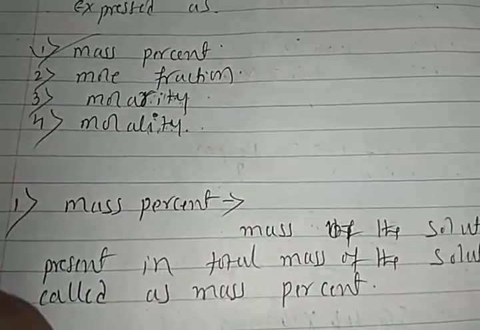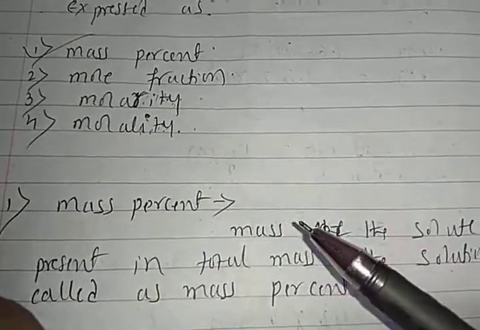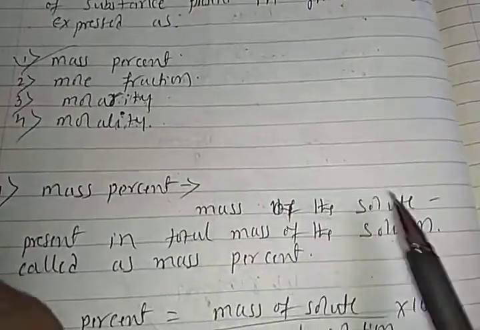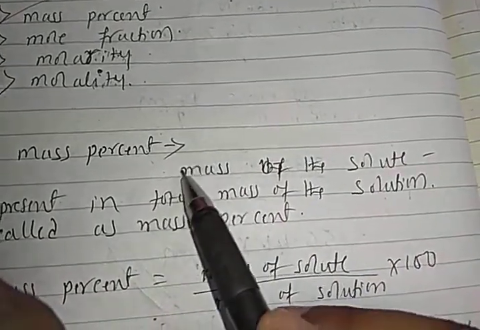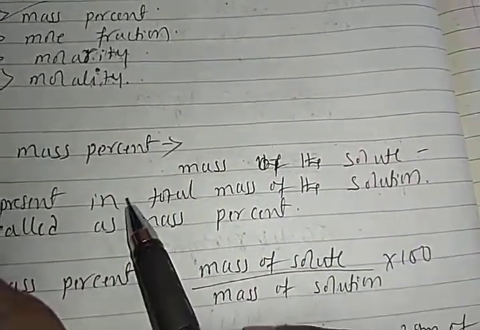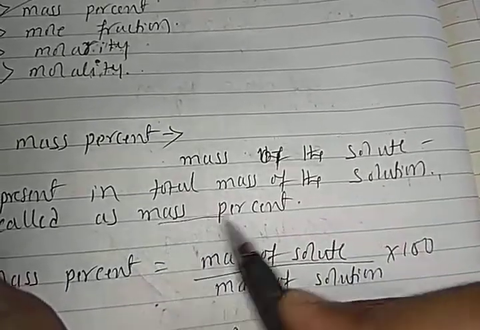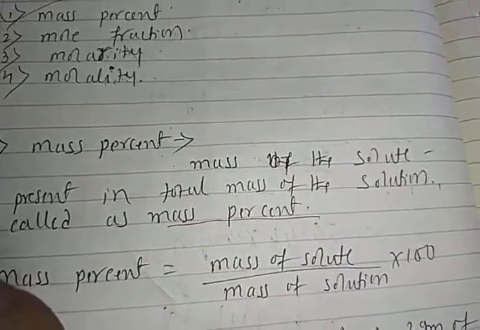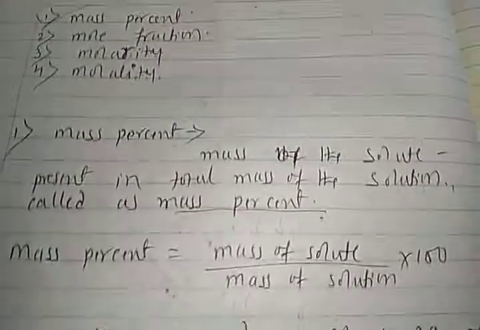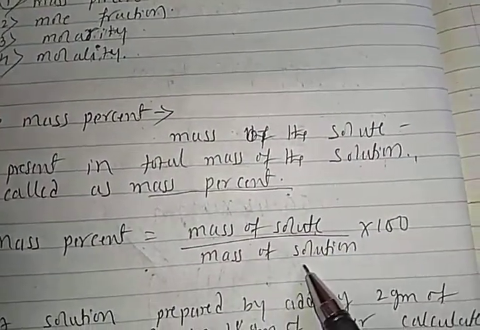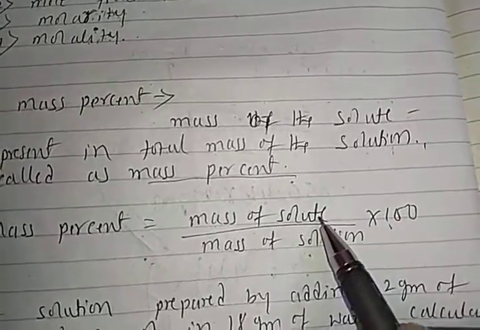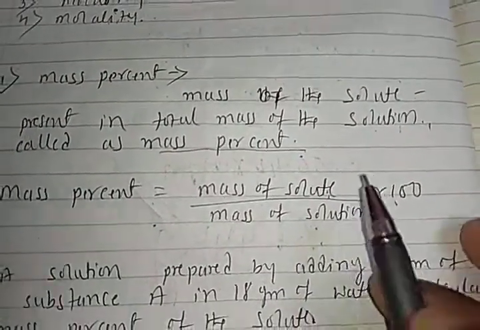So what is the mass percentage of salt? We are calculating the mass of the solute present in the total mass of solution, expressed as a mass percentage or mass percent. Formula, students: mass percentage equals mass of solute divided by mass of solution, multiplied by 100.